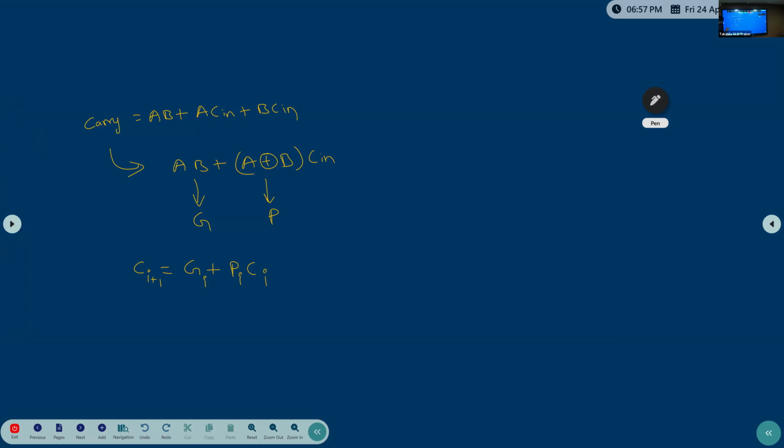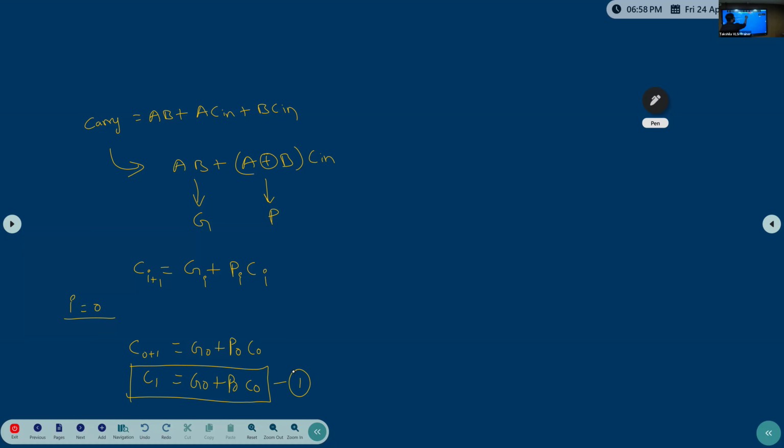If i equal to 0, C0 plus 1, 0 plus 1 equal to G0 plus P0 C0. So 0 plus 1 means C1 equal to G0 plus P0 C0. This is the carry 1 equation.